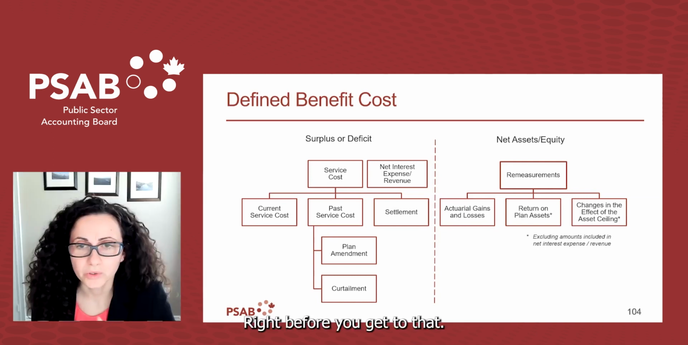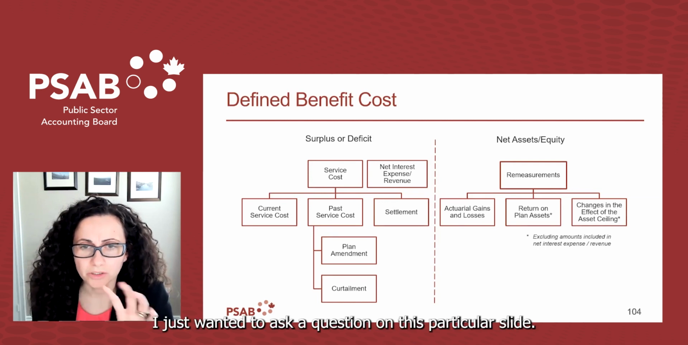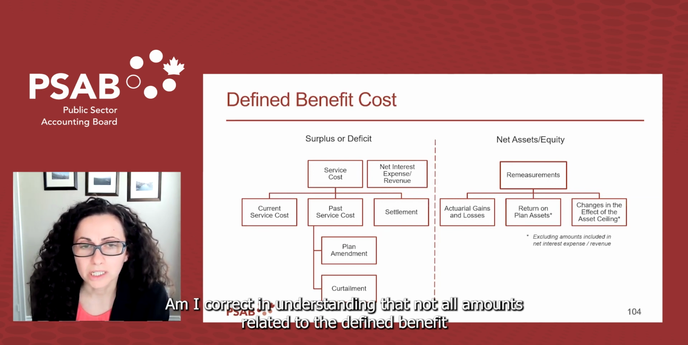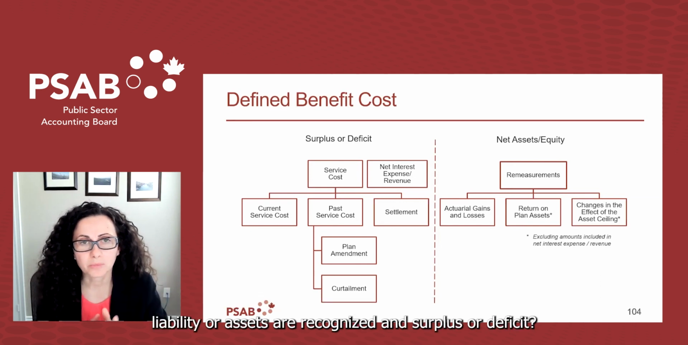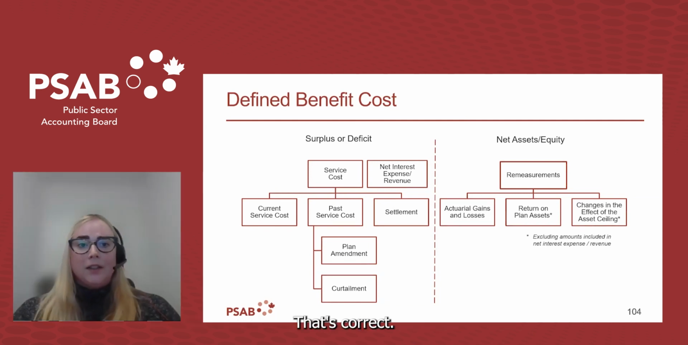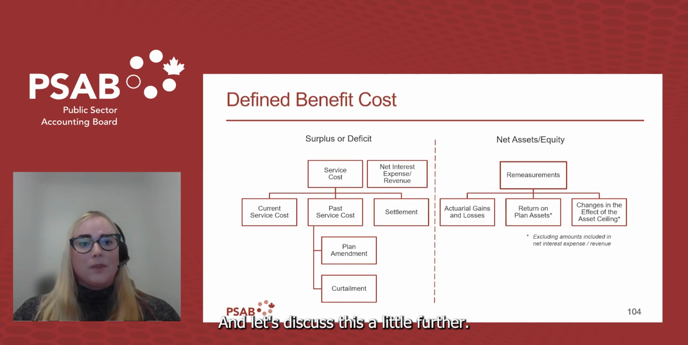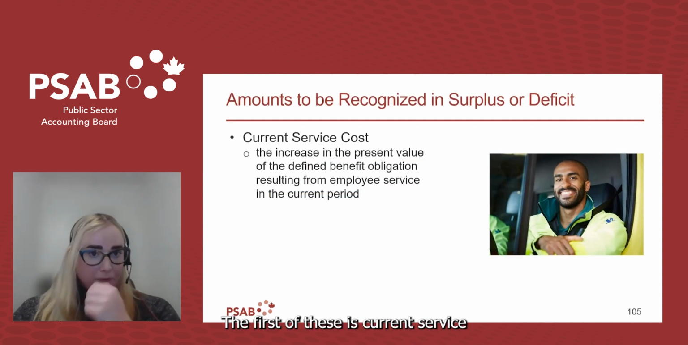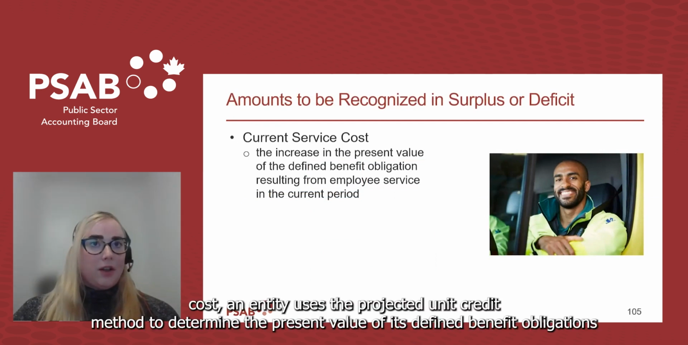Riley, before you get to that, I just wanted to ask a question on this particular slide. Am I correct in understanding that not all amounts related to the defined benefit liability or asset are recognized in surplus or deficit? That's correct. And let's discuss this a little further. First, let's look at items that are recognized in surplus or deficit. The first of these is current service cost.